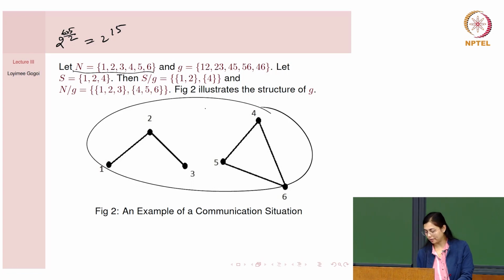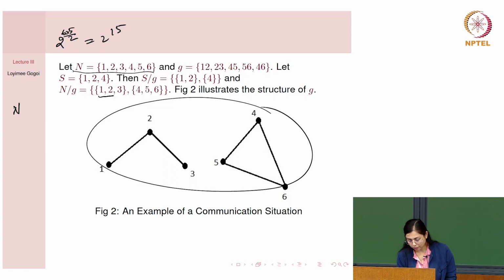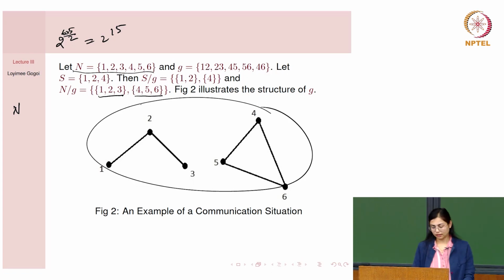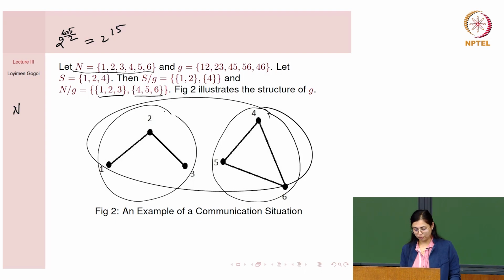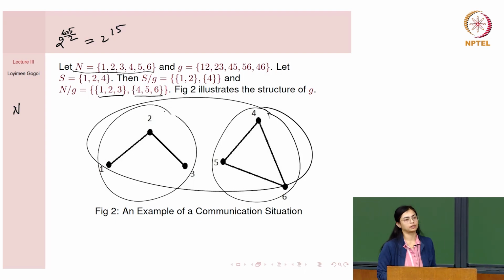Here I have a player set first. Over the player set, I am thinking of some graphs. This is not a component. This is one particular S, some coalition. This is also a coalition, so it divides the coalition into partitions. But here, for the graph G, we have considered 2 components, 1, 2, 3 and 4, 5, 6.